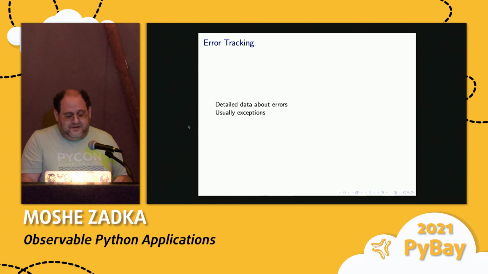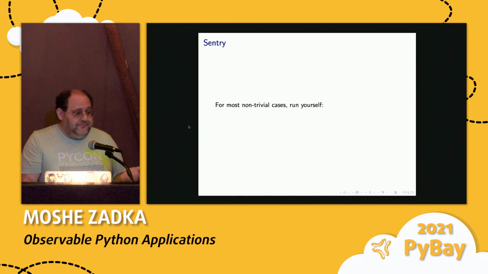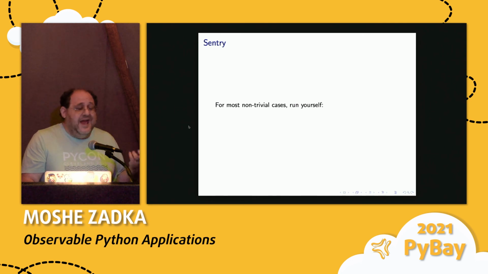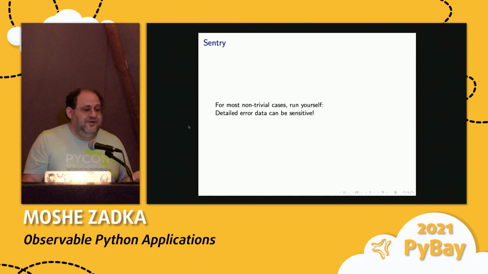That's very classic in Python. One popular solution is Sentry. Sentry is not open source, but it's kind of open source, and it's close enough that if you run it in your own environment, you can do it without paying any license cost, and you should run it yourself. The reason I'm saying you should run it yourself is that detailed error data can be sensitive.